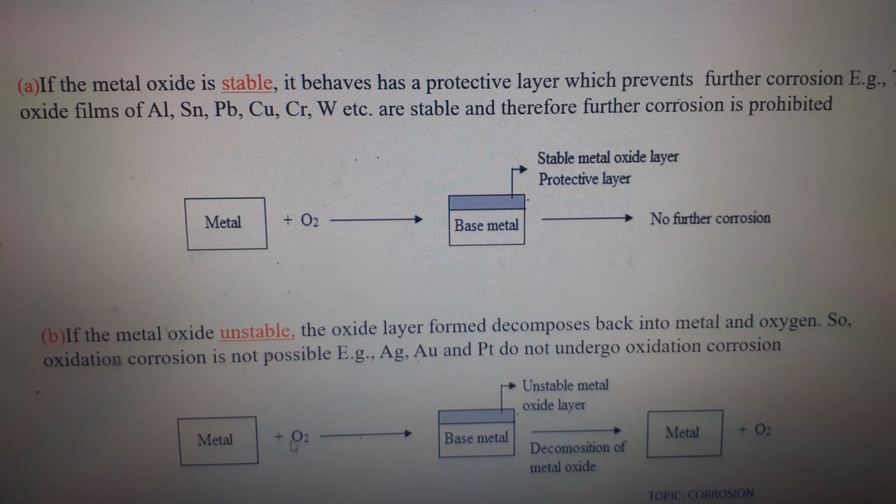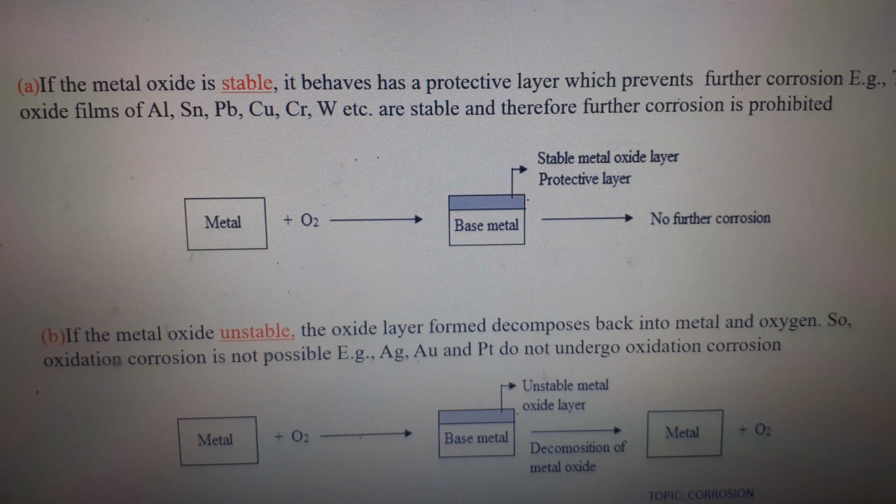The metal will come in contact with oxygen and form a layer, but this layer is very unstable. As soon as this layer is formed, decomposition takes place, and that converts this layer back into metal and oxygen. So you cannot see it, this is a very fast process. As soon as oxygen attacks the metal, it forms metal oxide, and again this metal oxide gets decomposed into metal and oxygen. Therefore your gold, silver and platinum get protected.